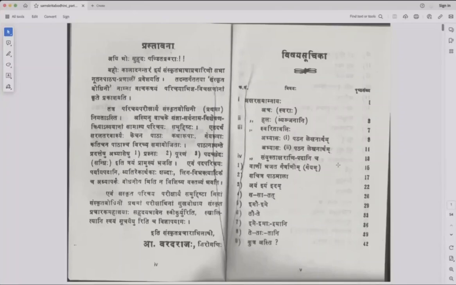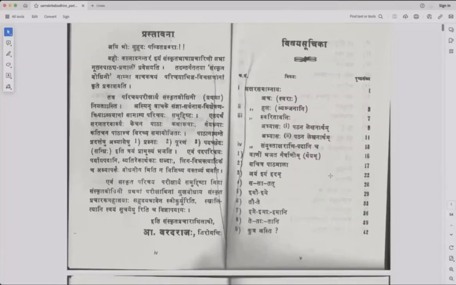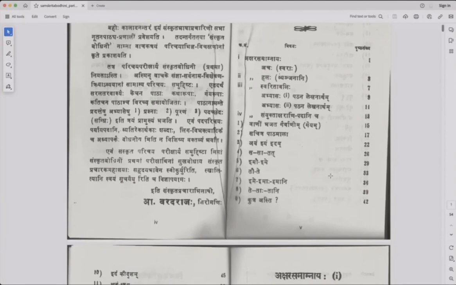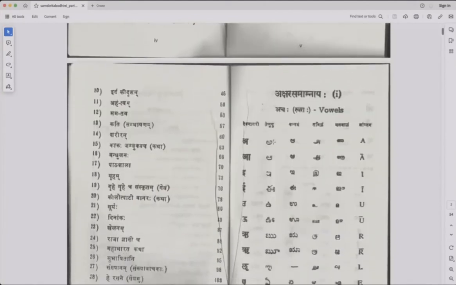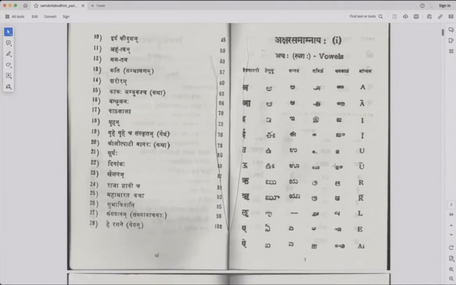This is your text, and it starts off with the swaras and halas. I'm sure you all know the basic letters; I don't need to go through that. This book has Telugu, Kannada, Tamil, Malayalam equivalents, so you can go through that also. Do you want me to go through the vowels or not? You just let me know. Then we can move on.